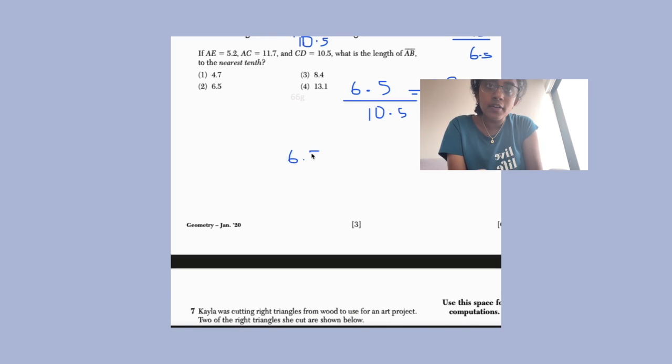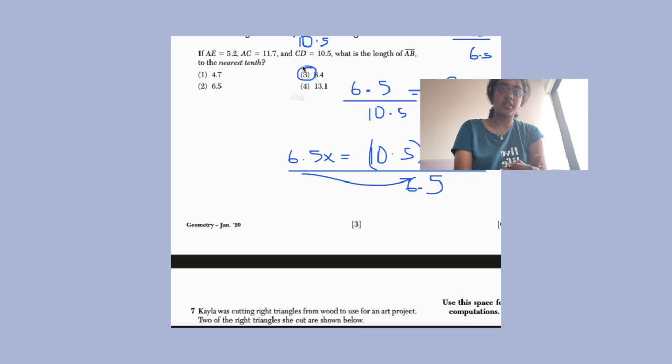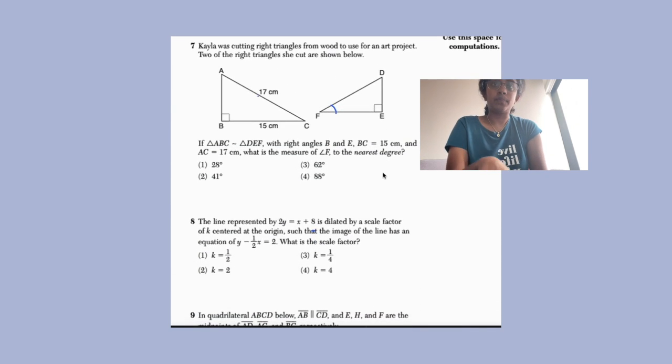So we have 6.5 x equals 10.5 times 5.2. If you have a calculator, please definitely make use of it. When we do order of operations in reverse, if it's multiply, you divide, you would get 8.4, which is the length of AB. Okay, now let's move on to problem 7.